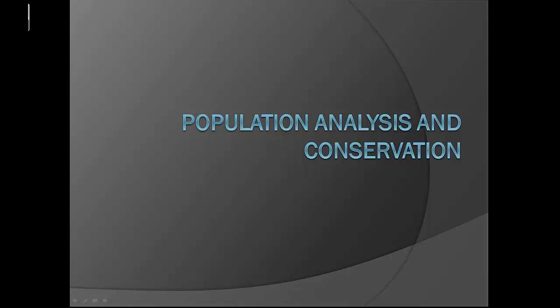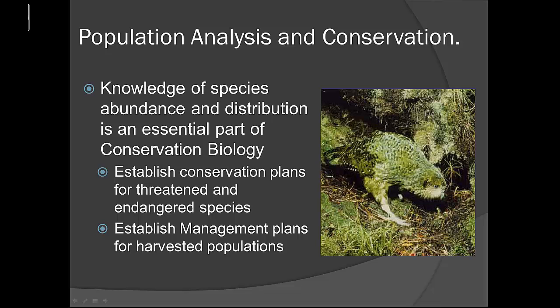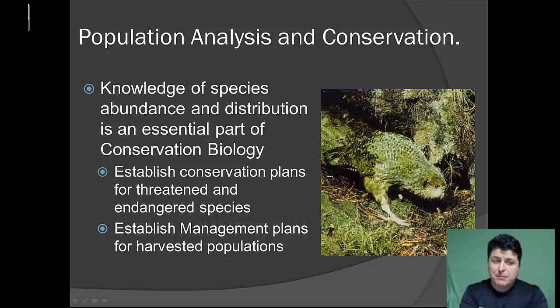In this video we'll be exploring population analysis and conservation. The knowledge of species abundance and distribution is an essential part of conservation biology. By knowing how many individuals exist in populations of endangered or threatened species, we can establish an appropriate conservation plan. Additionally, for those species which are harvested, like the white-tailed deer, we can establish a management plan so that we know how many a hunter can remove from the population during each hunting season.